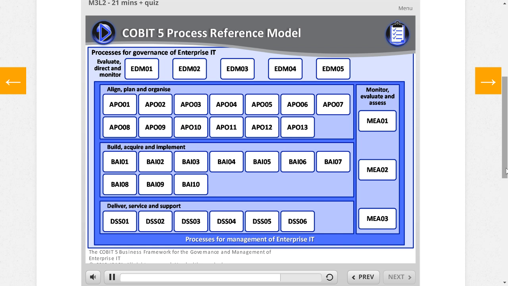This course is concerned only with the generic features of the processes enabler, not with the details of each process. But we will take a closer look at one process just to give you a better understanding of the guidance that COBIT has to offer.